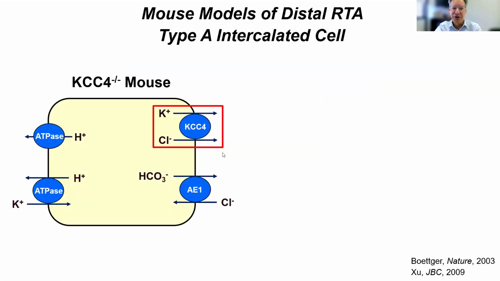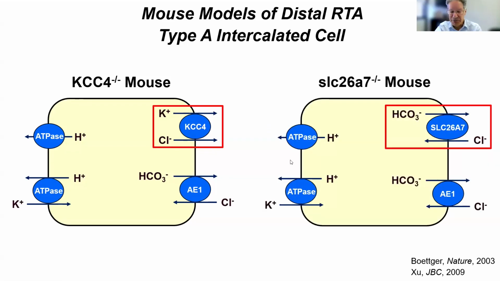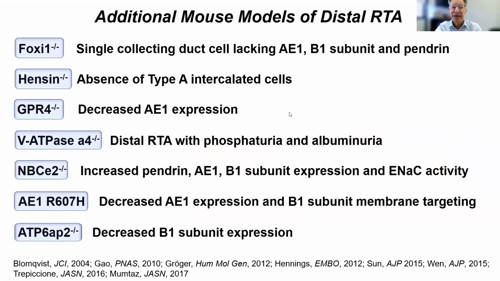In the mice, there are other models that have been found. There's a potassium chloride co-transporter that's been mutated, and these mice get distal RTA. There's another mouse model, another protein called SLC26A7. It also has a distal RTA phenotype. And there's many, many other mouse models that have been generated where they have a distal RTA phenotype.